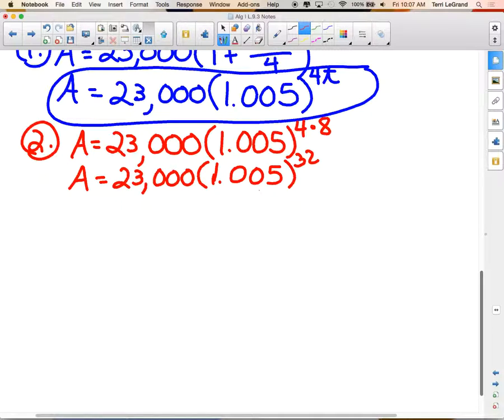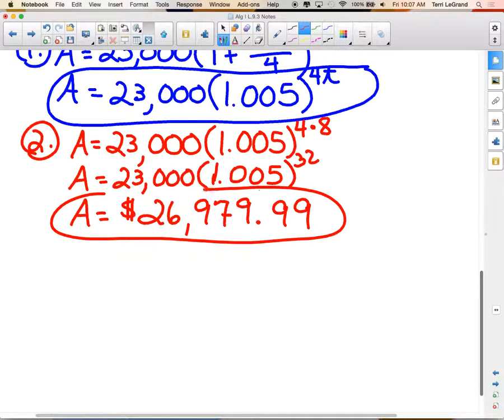Okay, this is still money. We're working with compound interest. How much money is in this account after 8 years? 26,979.99. You guys agree with Kat? Okay, so now I got it.